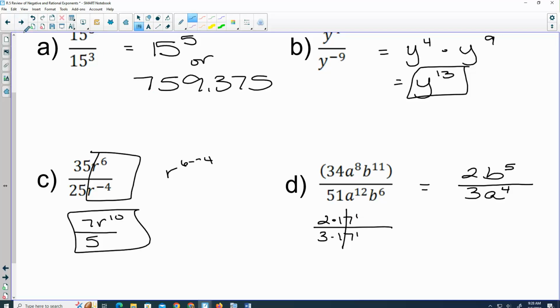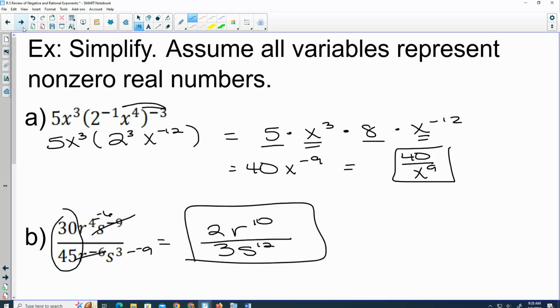So you have to think about the exponent rules. When you're dealing with your variables, it doesn't change the exponent. This is saying you have 8 a's on top and 12 on the bottom. So you can cancel out 8 of them, but you still have 4 a's remaining on the bottom. Other questions? Okay.